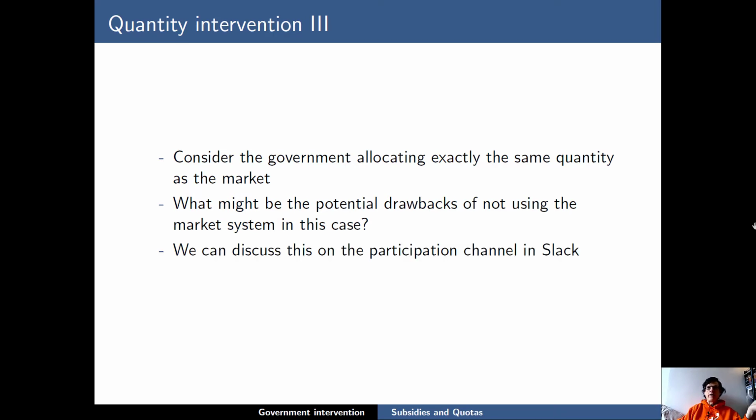Go ahead and go to the participation channel on Slack to discuss this further. I'd like to know your opinions on what would happen if the government set the quantity target exactly right. What might be the potential drawbacks of that?